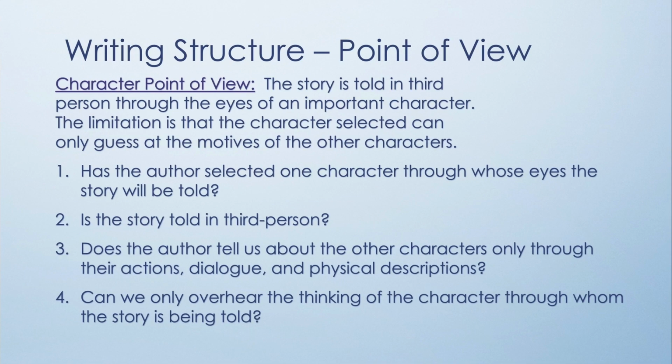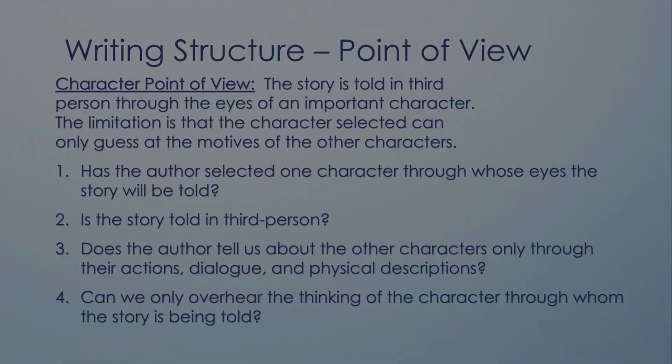Character point of view. The story is told in third person through the eyes of an important character. The limitation is that the character selected can only guess at the motives of the other characters. We know it's character point of view when we can answer these questions. 1. Has the author selected one character through whose eyes the story will be told? 2. Is the story told in third person? 3. Does the author tell us about the other characters only through their actions, dialogue, and physical descriptions? 4. Can we only overhear the thinking of the character through whom the story is being told?